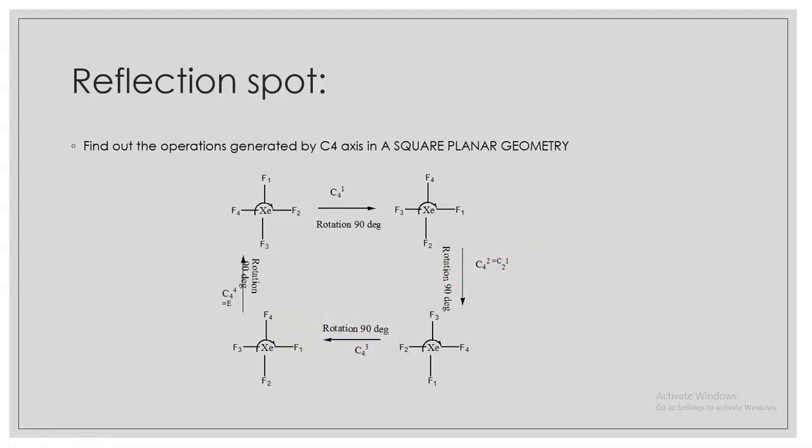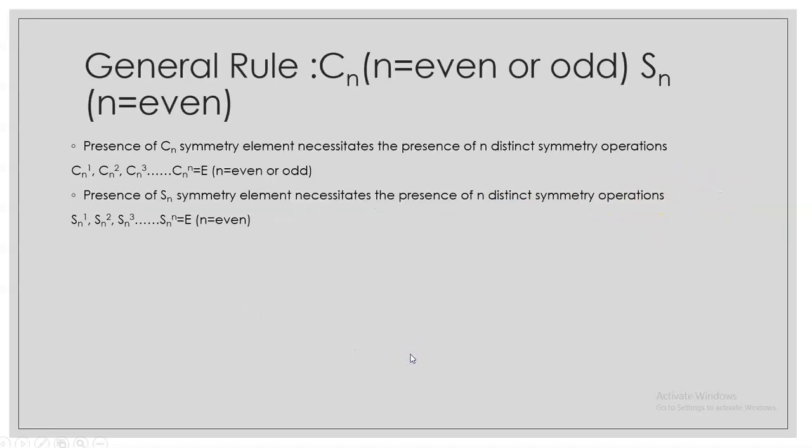So you can get some generalization that a Cn axis is able to generate n particular symmetry operations, and those operations are Cn1, Cn2, etc., up to Cn n-1, and then finally you get identity. So the C4 axis generates all these symmetry operations. So this is the general rule. This general rule holds good when n is even or odd in the case of your proper axis.